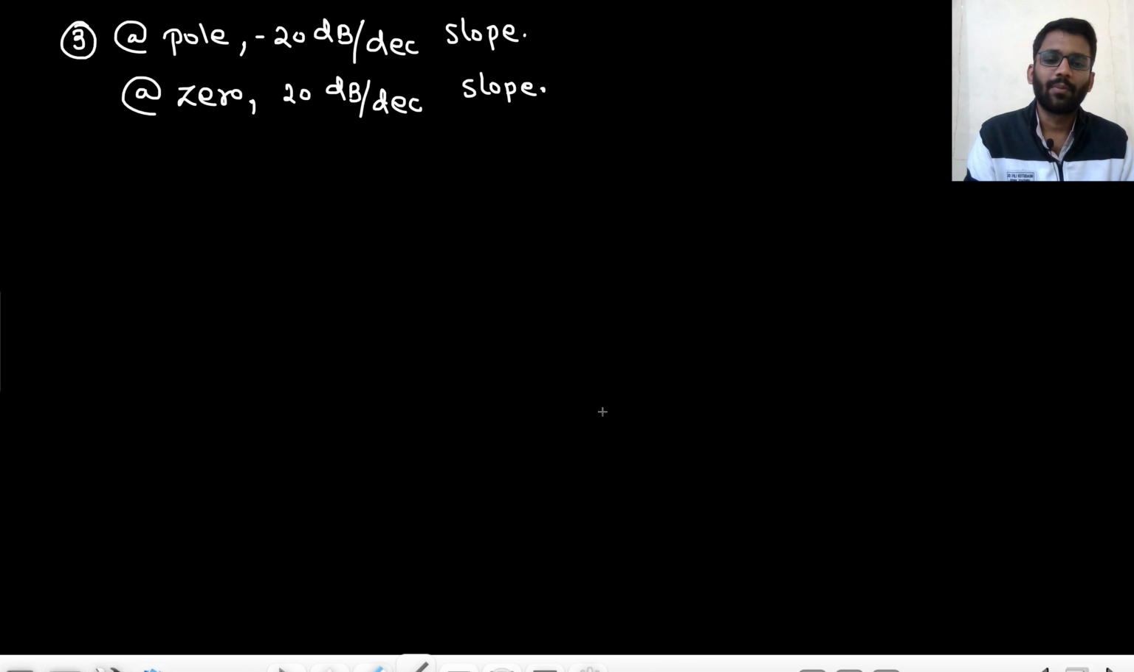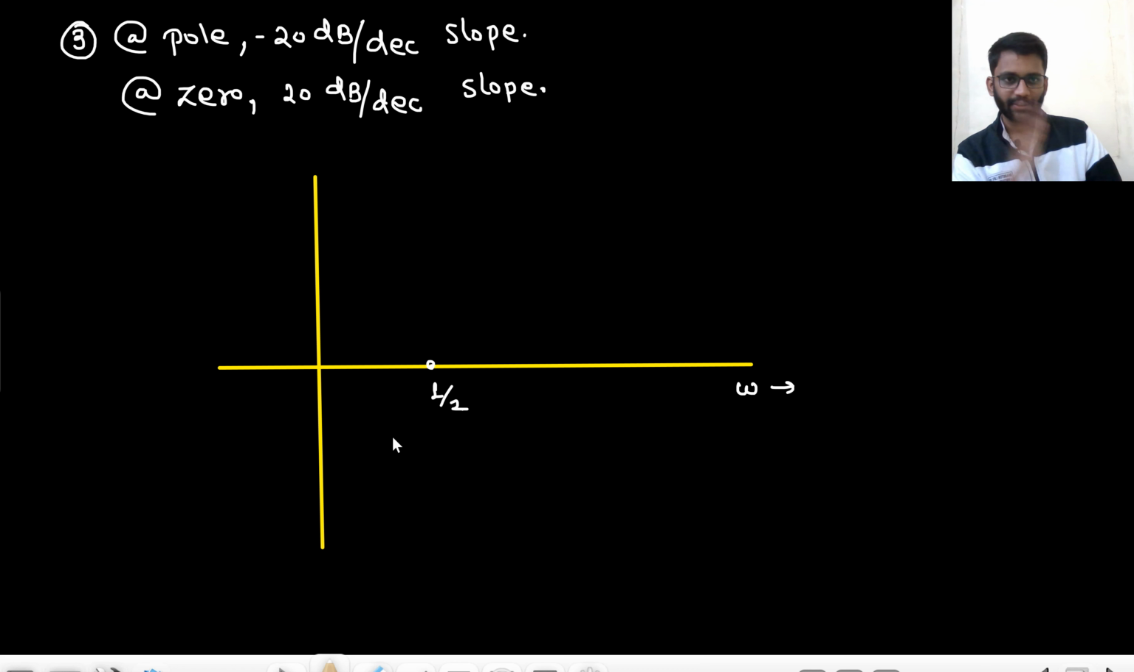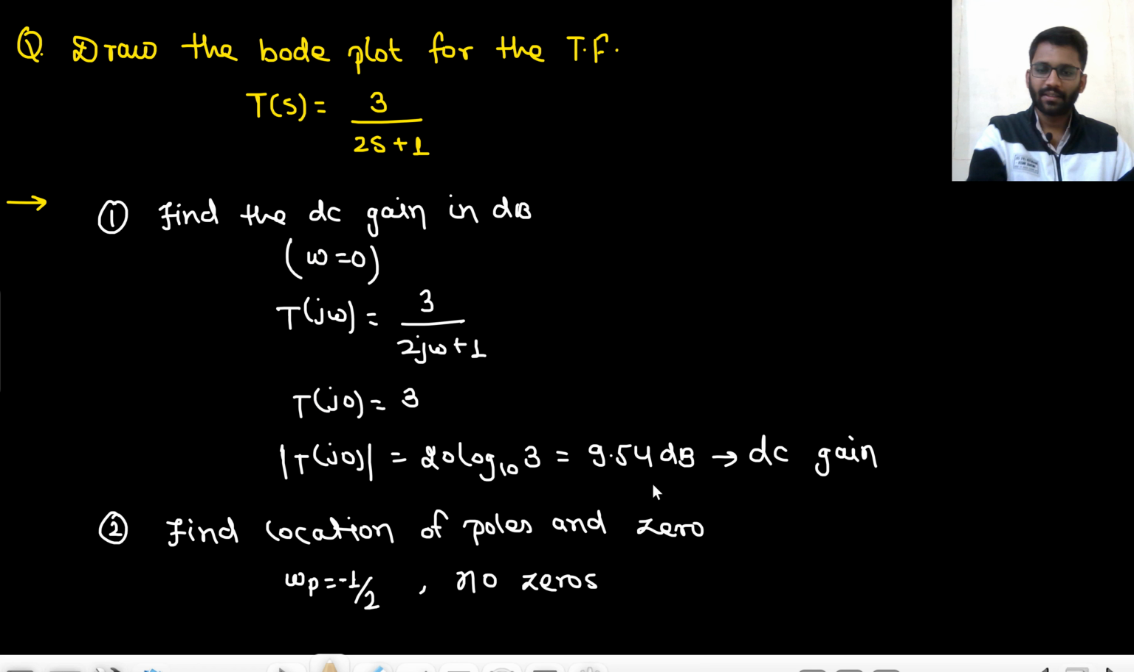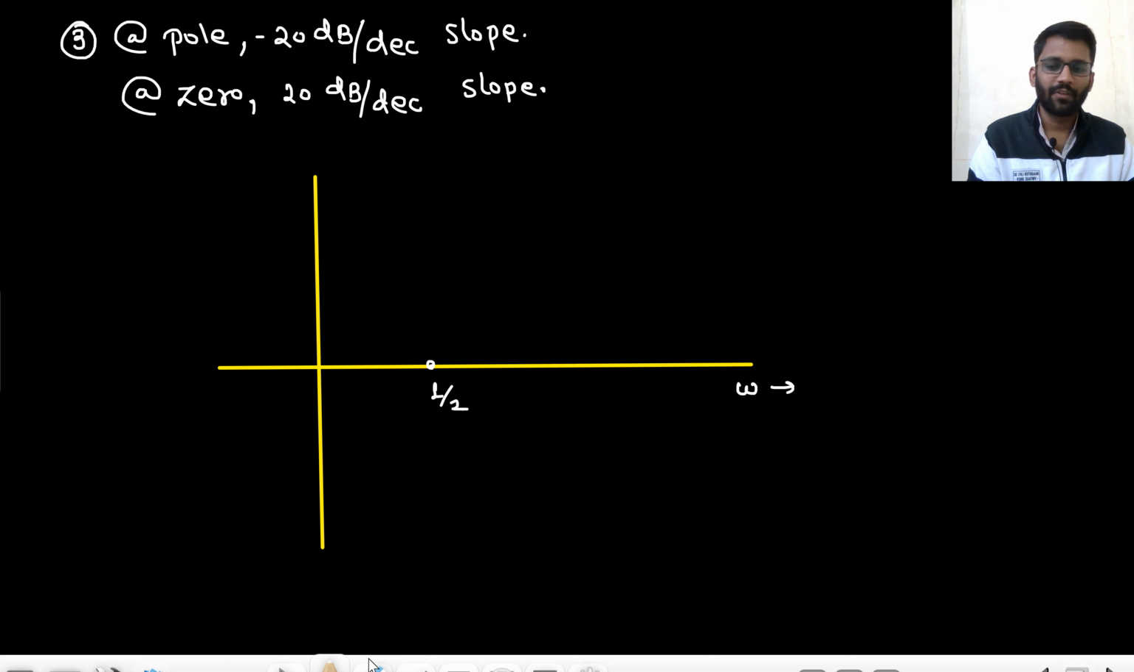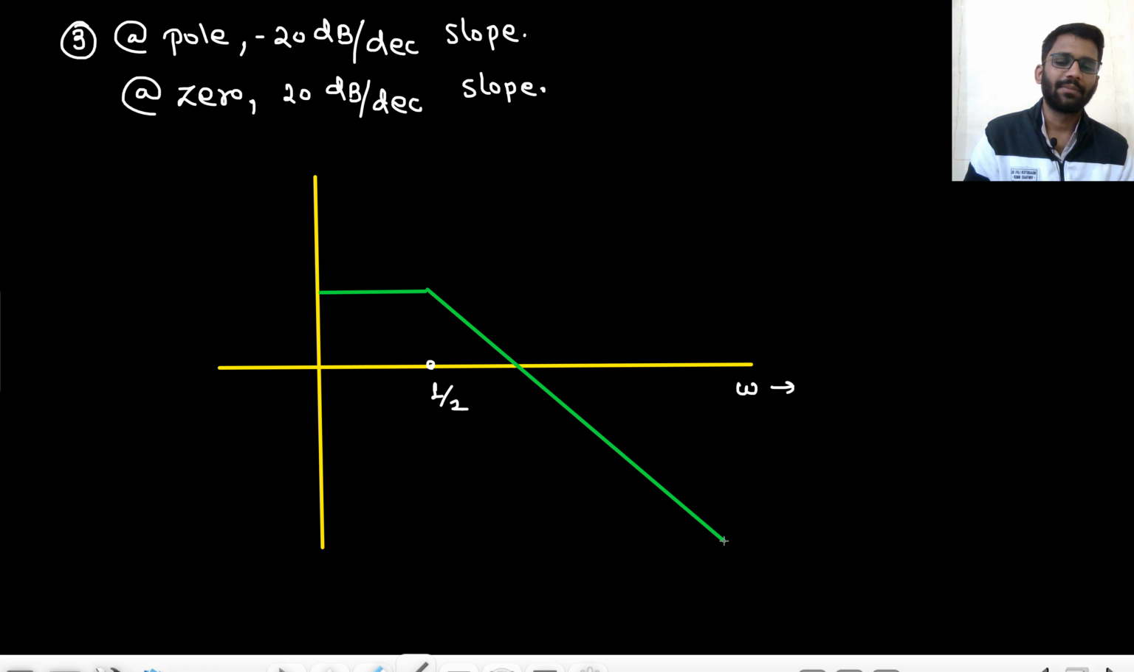So now let's draw the Bode plot for this. This is my omega. First I will mark the pole location. What is my pole location? That is 1 by 2. Before this pole, I will just have a DC gain, that is 9.54. Okay. And after this pole, I will have a slope of minus 20 dB per decade. That's it. This is my Bode plot.